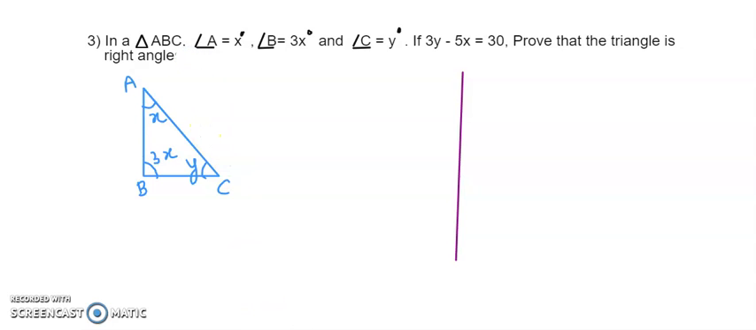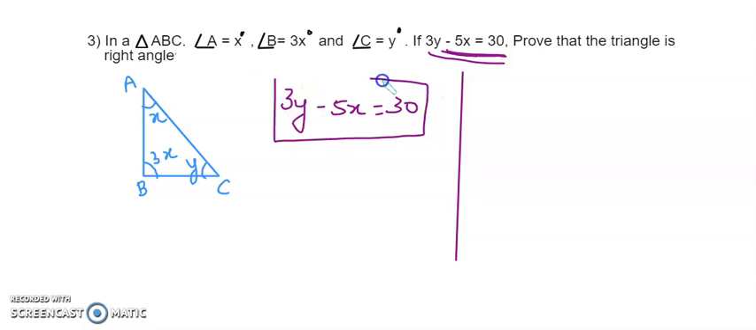Correct? So now let's take the relationship which they have given. They already gave one equation for us, so we don't have to do much work here. For my first equation, they have already given 3y minus 5x equals 30. So we just need to work on the second equation, which we'll get by angles and properties. A plus B plus C equals 180.